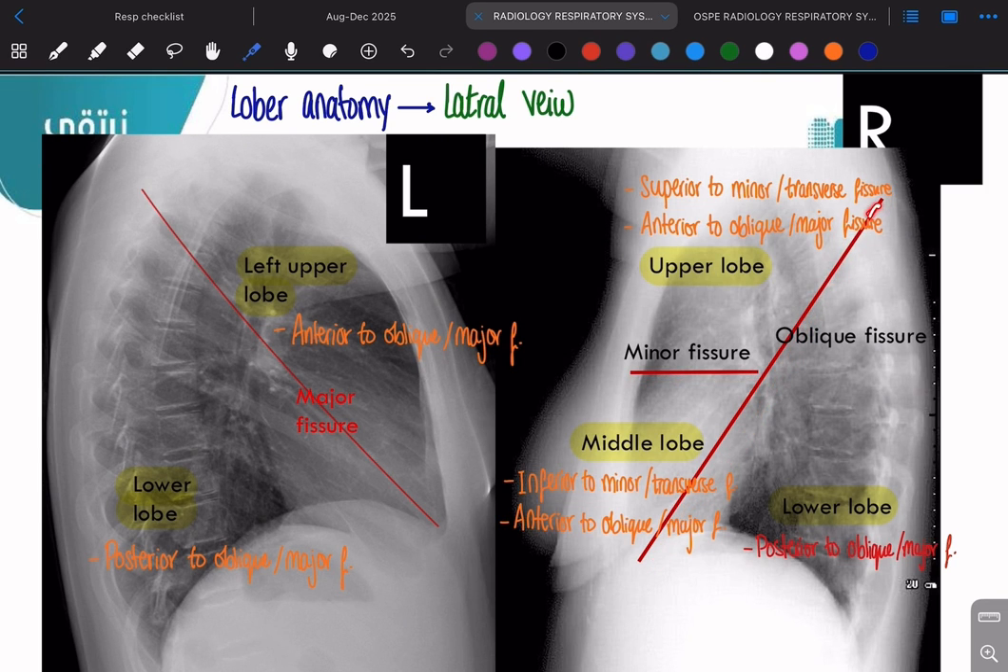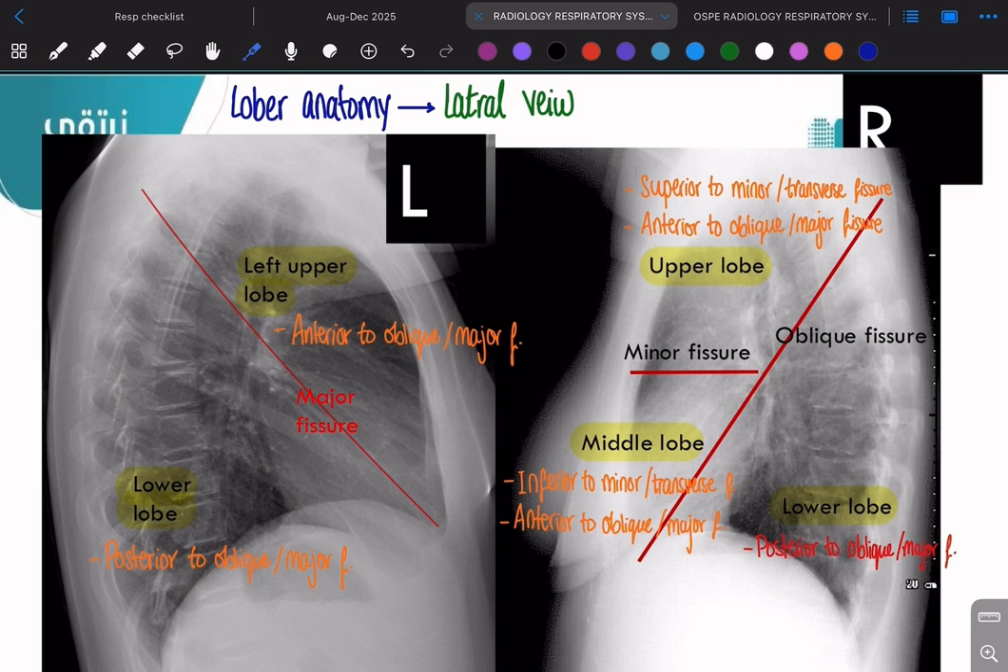So the oblique fissure is usually seen on the lateral view. We can't really see the oblique fissure from the PA view. So this is the oblique fissure here, and then this is the minor fissure. As long as we have two fissures, that means we're on the right side. Whenever we see two fissures, that means we're on the right side, right?